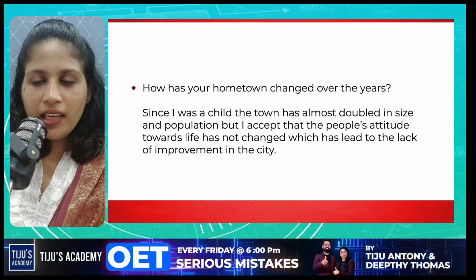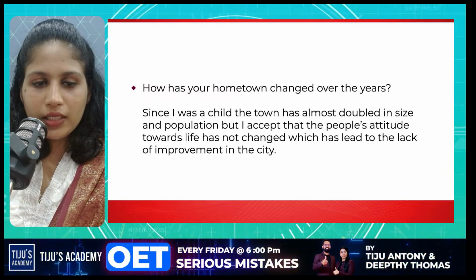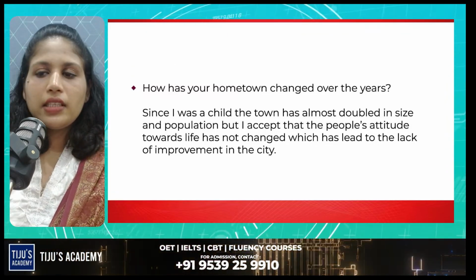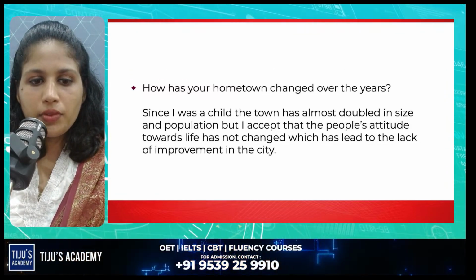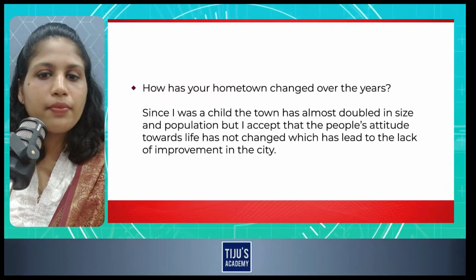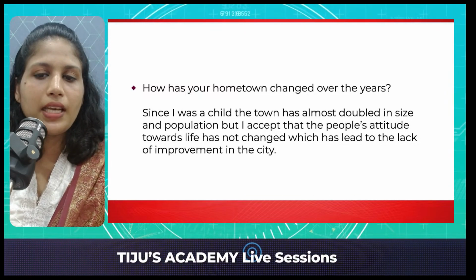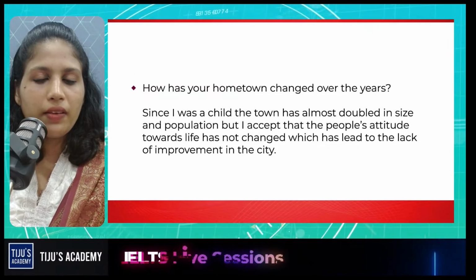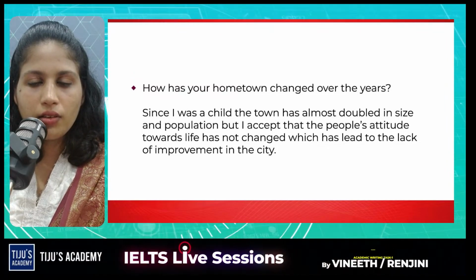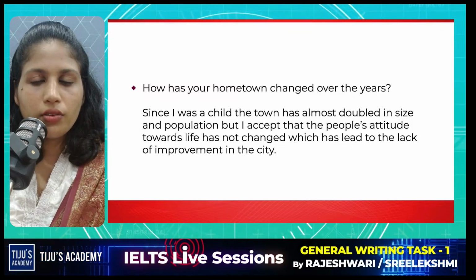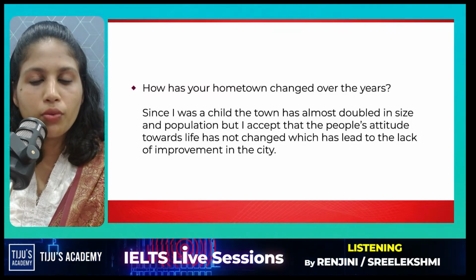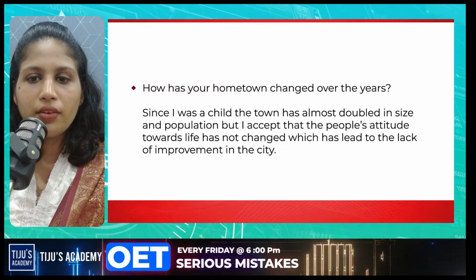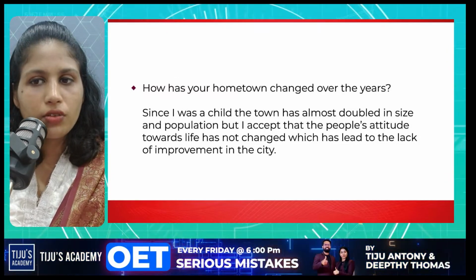Ria is saying it's positive as well as something that has to be changed. Fine. It says it has developed in size and population, but people's attitude towards life has not changed. That means the people have had the same mindset for a long time. So the development or improvement of the society has deteriorated. So you can say the lack of improvement is due to the people's attitude.